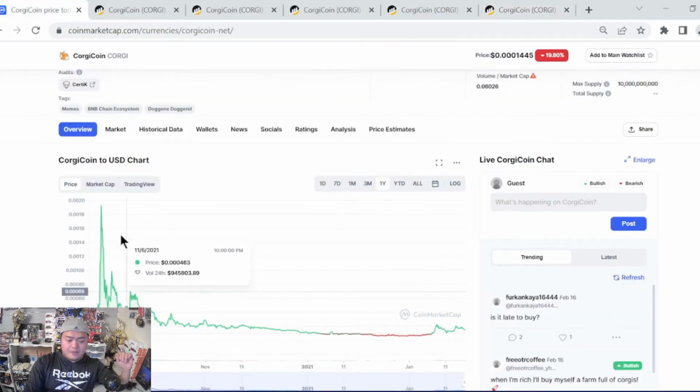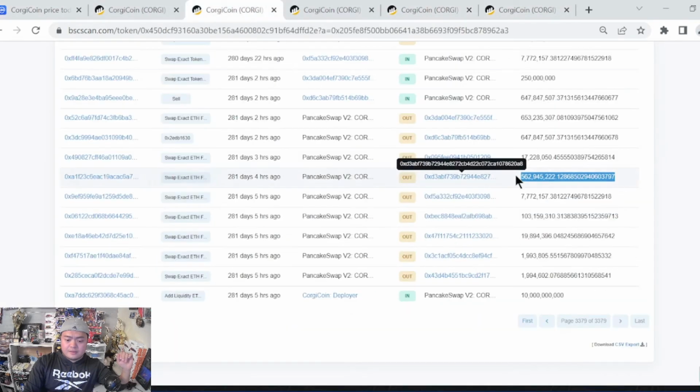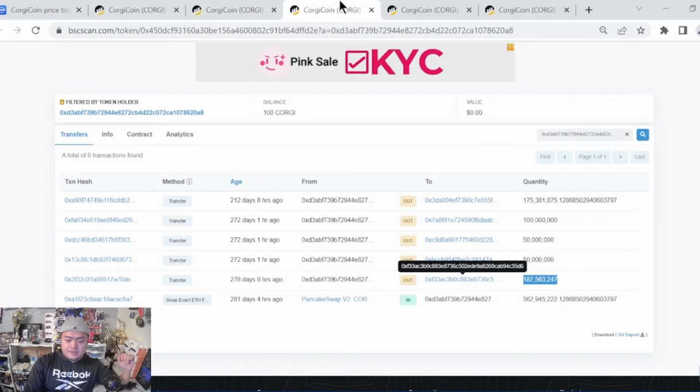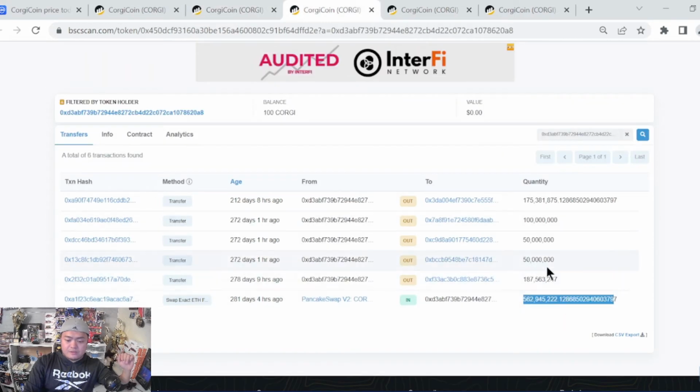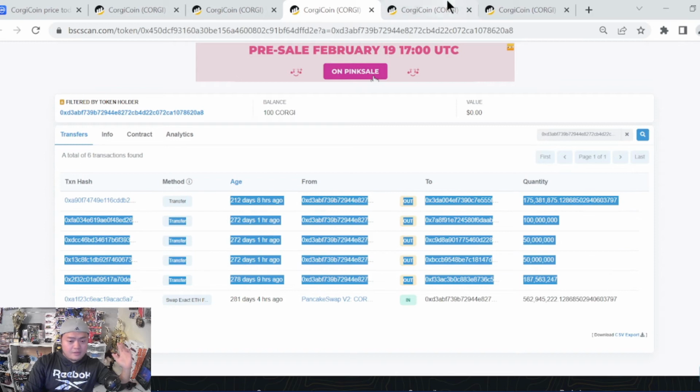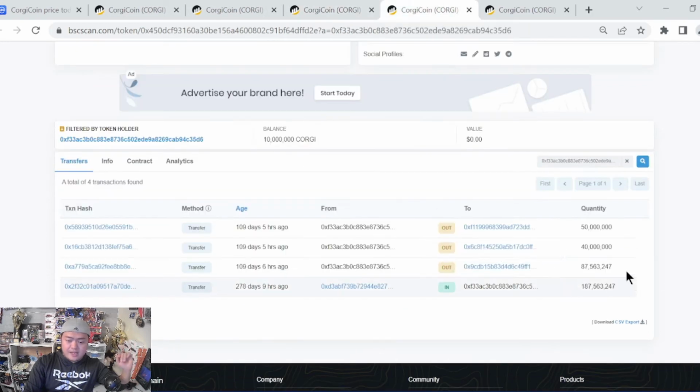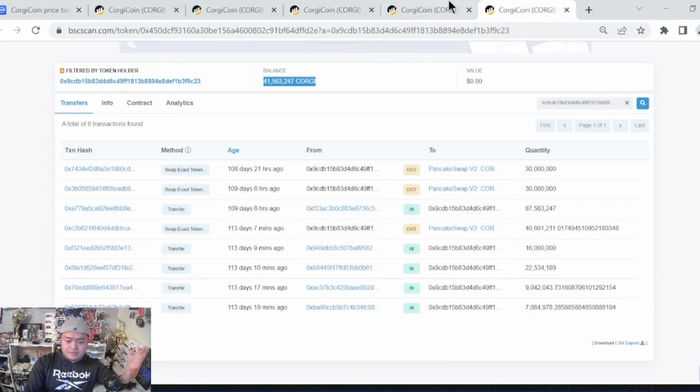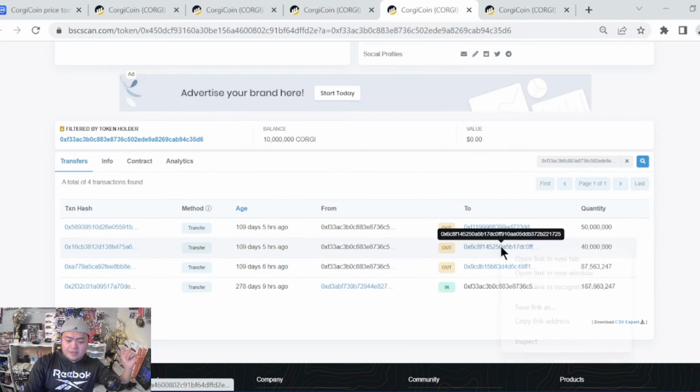And if we look back at the chart here, 108 to 109 days ago, that's around this time right here. So that means a holder sent that amount of tokens to this account, and those tokens got redistributed again, and it got dumped. So now let's take a look at the next one.